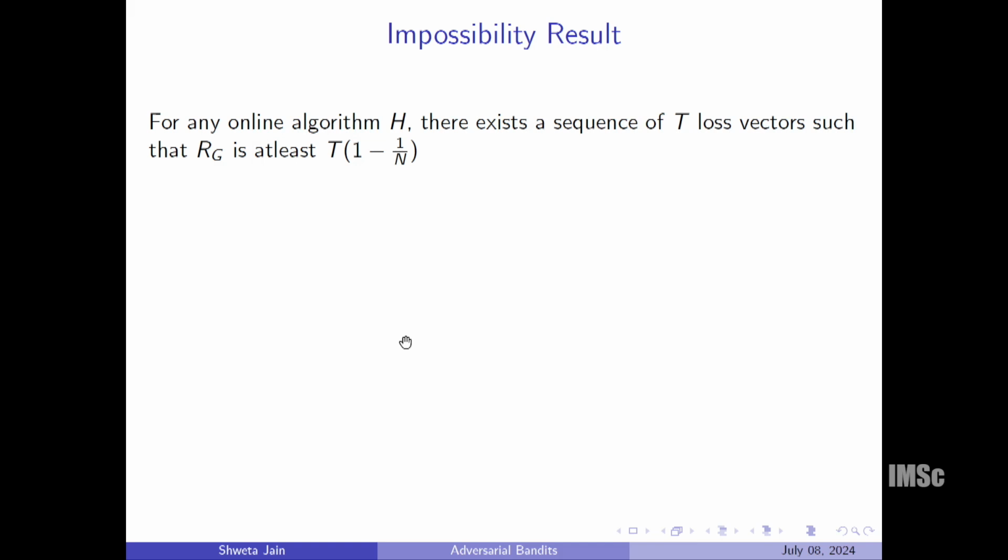We put the loss of 1 there and zeros to everybody else. No, the opposite. We put the loss of 0 to that arm and 1 to everybody else. 0 to the arm which has the least probability, which is less than or equal to 1 by n. And then 1 to everybody else.